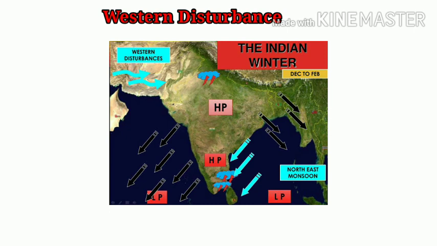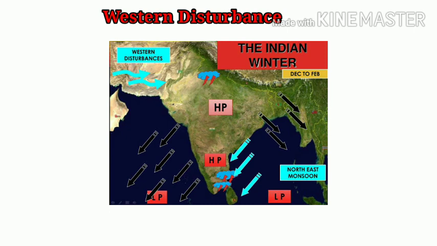So it is very important in the month of January that the western disturbance sheds rain in the northern part of India. It is especially important for Haryana and Punjab, because most of the important crops, like rice and wheat, are grown in Punjab and Haryana. It is very necessary.